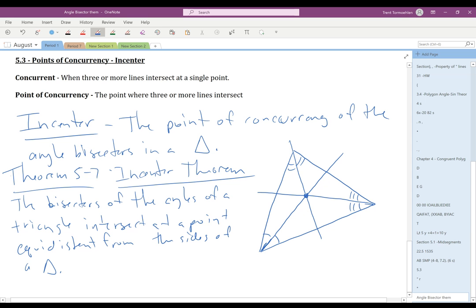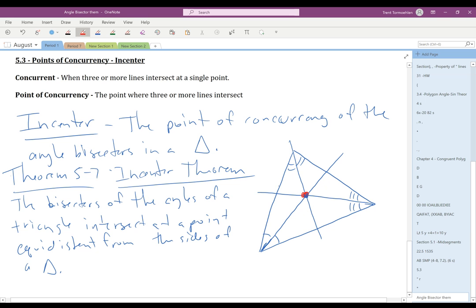Now, the key here for this one is this idea of equidistant from the sides. For you to measure the distance from a point to a side, you have to do it at a perpendicular. So what this theorem is saying is the intersection of the angle bisectors, which we now know from the definition above is the incenter. If we find the incenter, then we know that if we measure the distance to the sides, it's going to be the same.